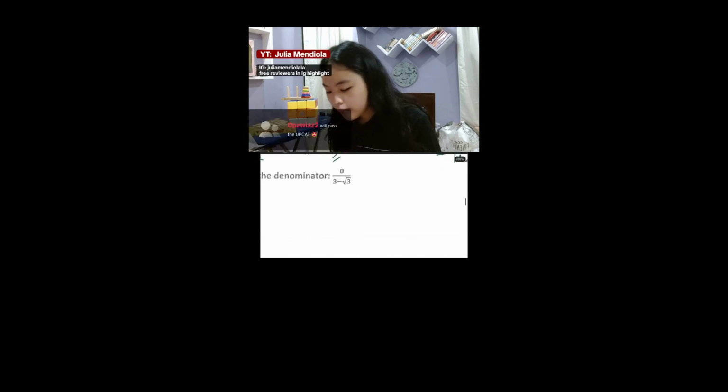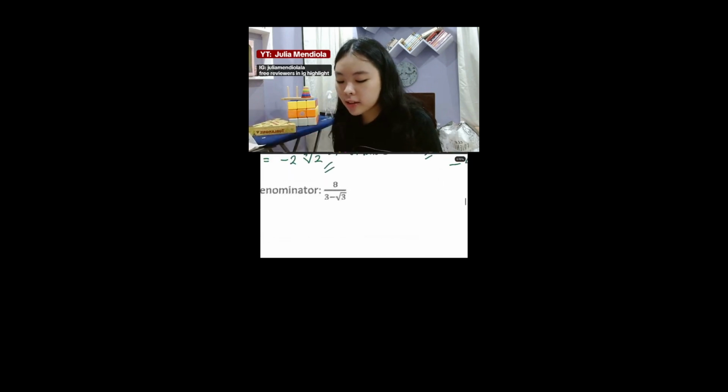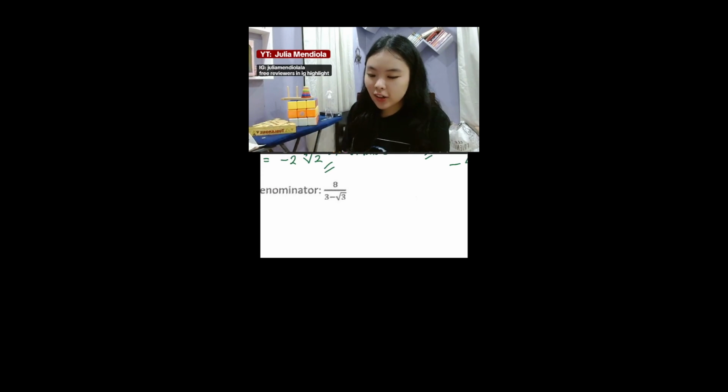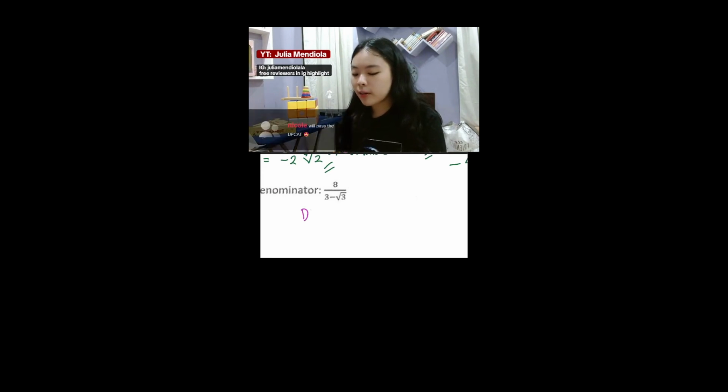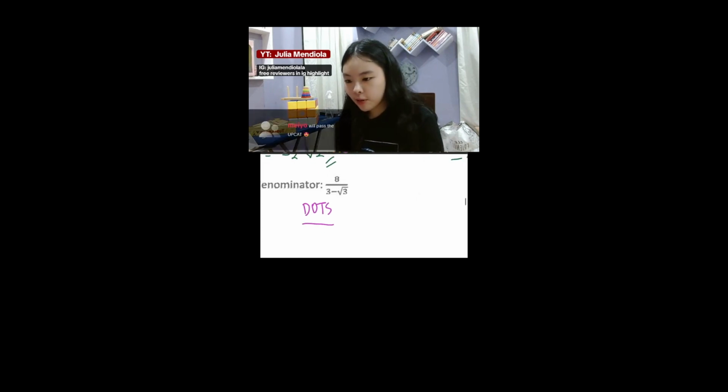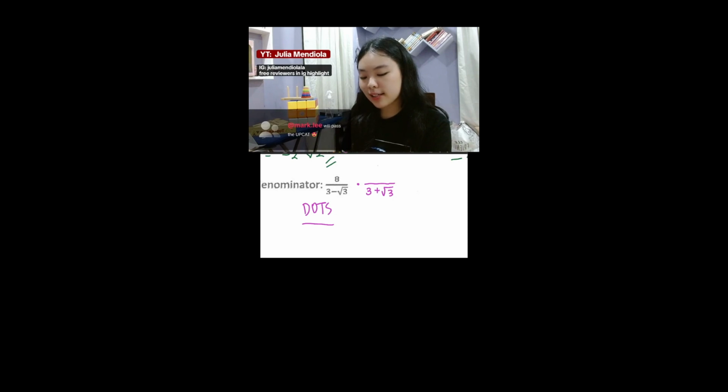So, paano ika-cancel ang 3 minus square root of 3? Dito na papasok ang stock knowledge of yesterday's lesson. Yesterday ba yun? Or 2 days ago, where we put in dots. Okay? This is what we call the difference of two squares. Kasi, when we multiply, ang gagawin natin dyan, i-multiply natin by 3 plus square root of 3. What does that do? Yes, okay. 3 plus square root of 3.